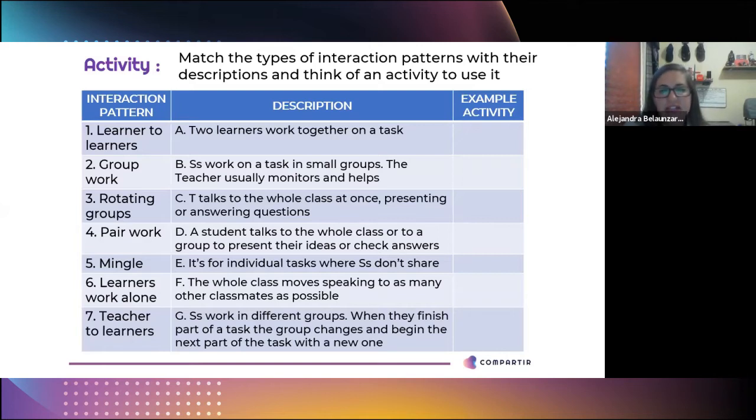And then I have, it's for individual tasks where students don't share. How do I call that interaction pattern? Number 6, learners work alone, okay? And in which kind of activities I can use it?